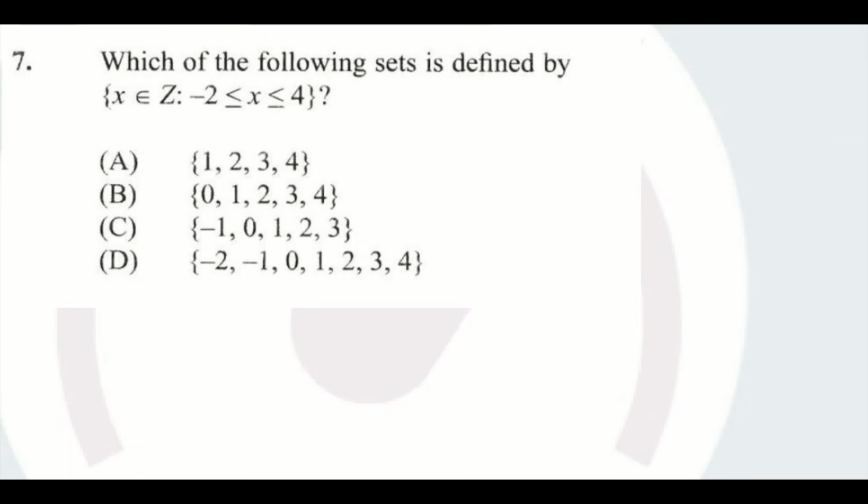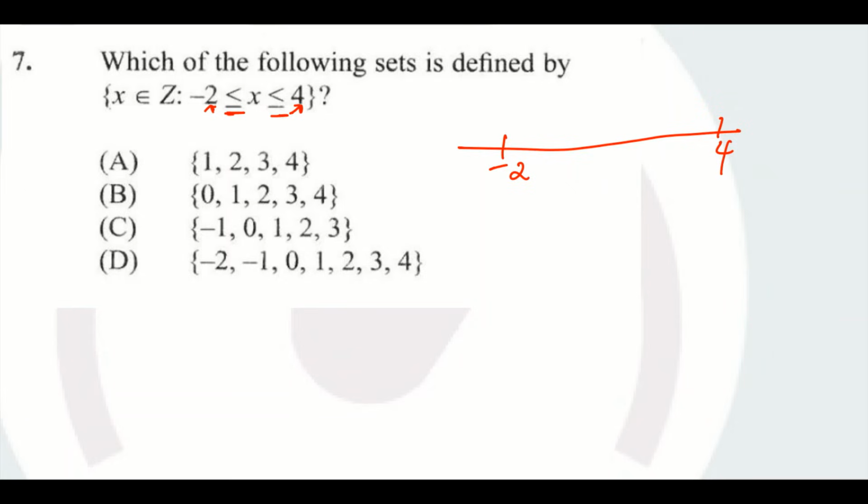Which of the following sets is defined by the set of X elements of Z, where X is greater than or equal to -2 and less than or equal to positive 4? Now, what would this look like on a number line? Let's look at it. So if we had our number line, we're going to draw -2 over here and 4. Now, what we need to know is that this means it includes the number here.